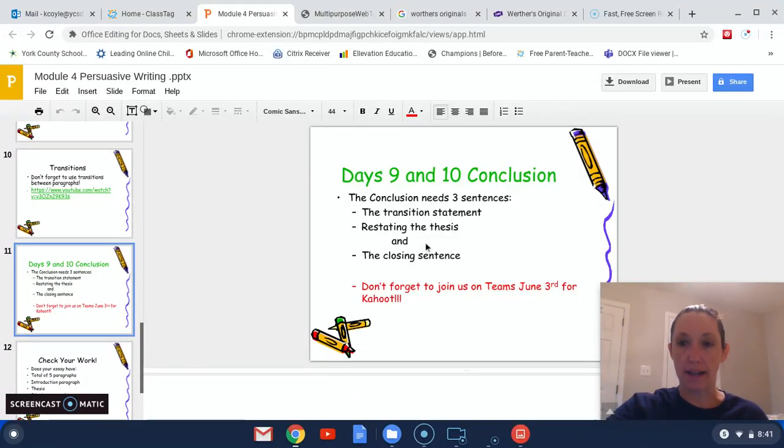If you get desperate, I mean really desperate, you can copy the thesis statement and put it back down there. But the preferred method, the right way to do it, is to restate the thesis. So you're going to put the same information, but you're going to change the wording just a smidge. And then the last thing is the closing sentence.